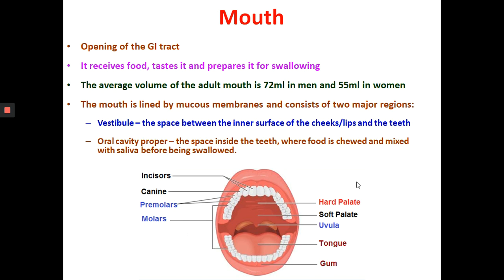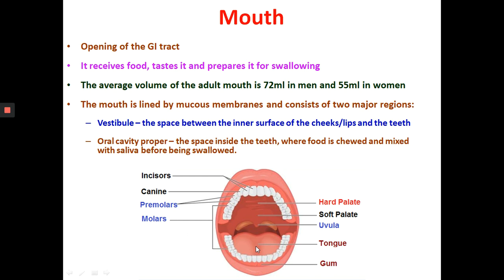So as I said before, it consists of two major regions. The first region is the vestibule, that is the outside region, the space between the teeth and the cheek. And the oral cavity proper, the space inside the teeth where food is chewed and mixed with the saliva before being swallowed. This oral cavity proper is lined in front by teeth like incisors, canines, premolars, and molars. The roof of this cavity is made of hard palate, soft palate, uvula, etc. And on the floor, you can see the tongue.